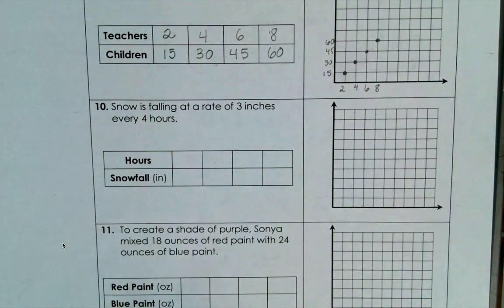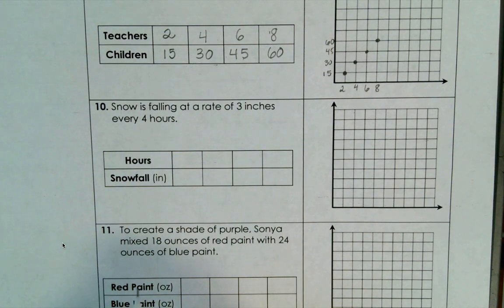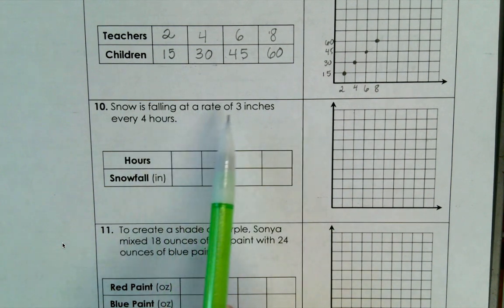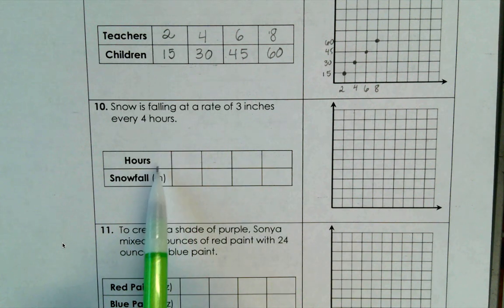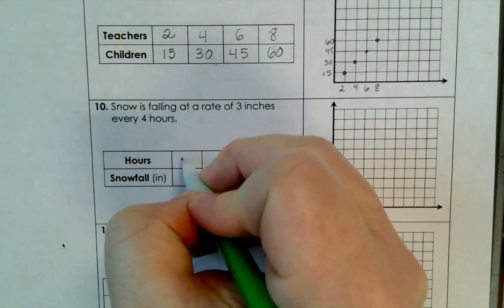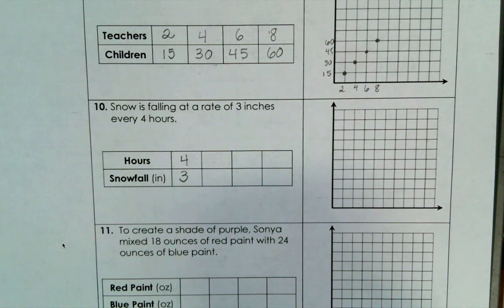Now, I have another one about snow. Snow is falling at a rate of 3 inches every 4 hours. Now, please note that we said inches to hours, but look at my table. It's hours to snowfall, so be so careful. So 4 hours, we get 3 inches of snowfall.